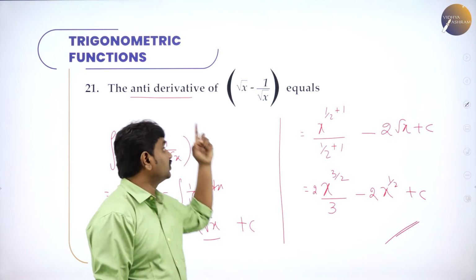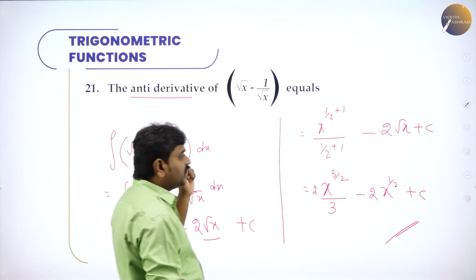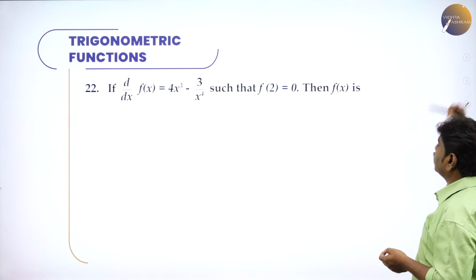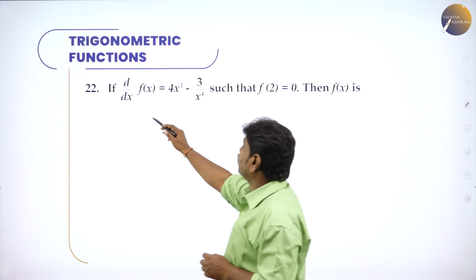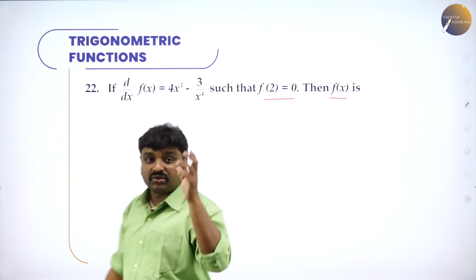This is an objective exercise, and I am solving this. Next question: antiderivative. You know what is meant by antiderivative? Integral with respect to x, that's it. Next, d by dx of f of x is this, f of 2 is 0, then f of x is... For this also they give options.